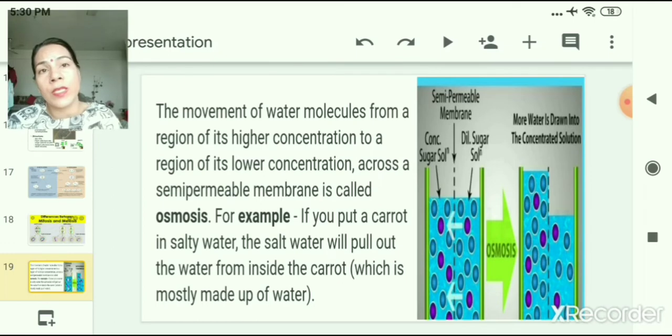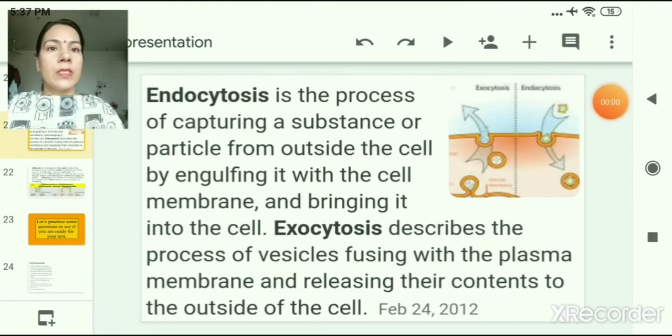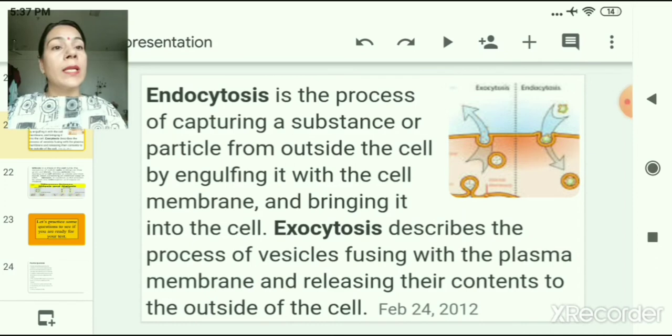Children, this process is very similar to the process your mother follows while making pickles. Endocytosis is the process of capturing a substance or particle from outside the cell by engulfing it with the cell membrane and bringing it into the cell. Exocytosis describes the process of vesicles fusing with the plasma membrane and releasing their contents to the outside of the cell.